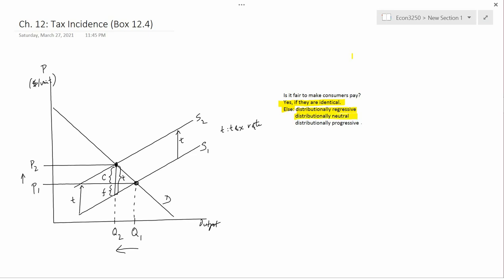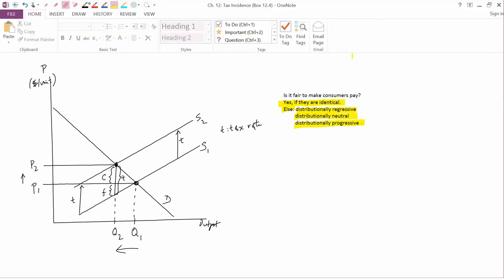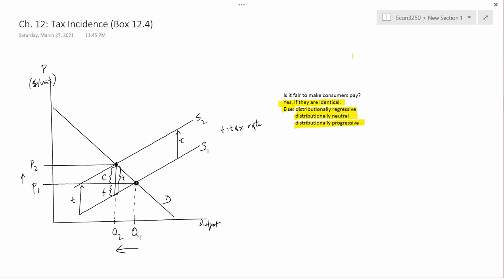A policy is distributionally neutral if it takes the same proportion of income away from all of these consumers. And it's distributionally progressive if it takes a larger proportion of richer people's income than poorer people's income. And typically, if an economist cares about the income distribution and prefers more equal to less equal distributions of income, then the economist would be troubled if the effect of this pollution tax would be distributionally regressive.